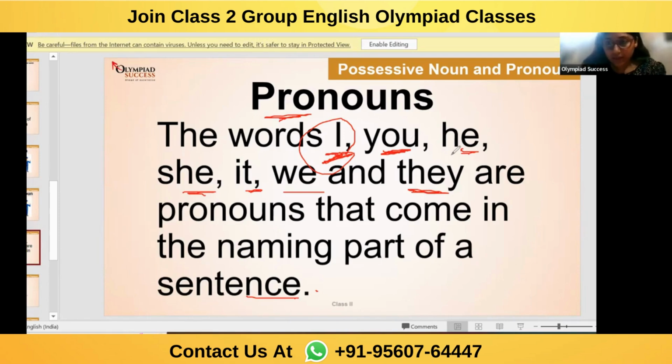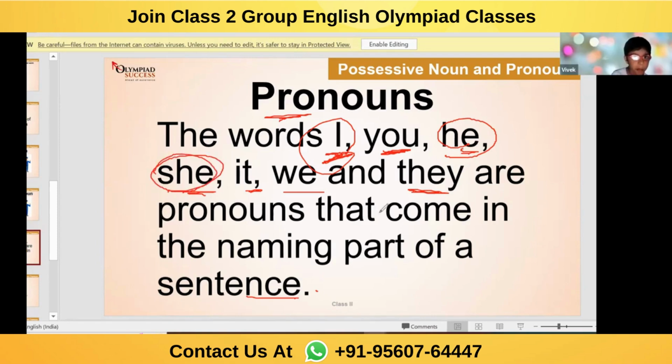Okay. Next, Dinesh, where we can use he? He is used for boy. We use it for one boy. Okay. Vivek, where we can use she? She is a girl. She for one girl. Okay. It's left now.